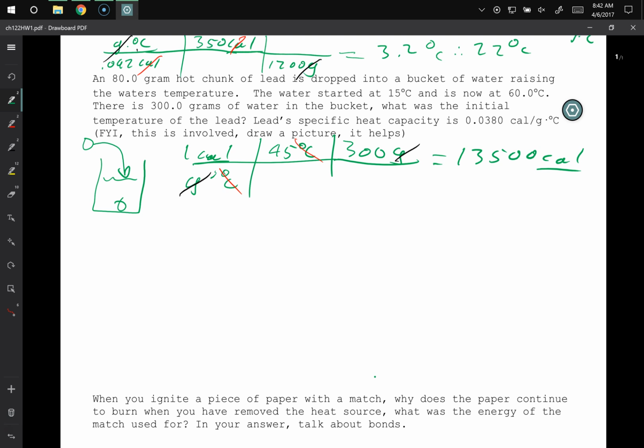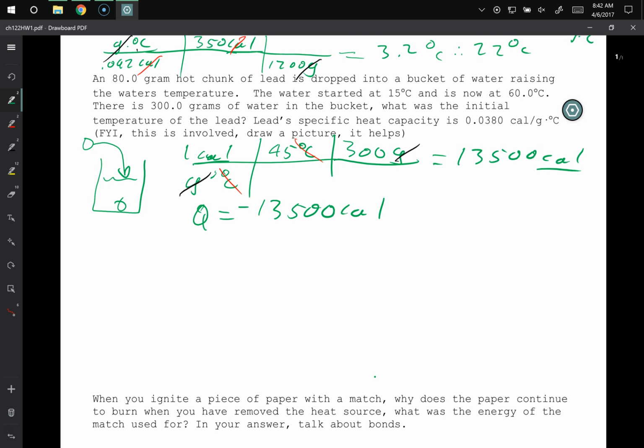Almost, but opposite. So it's a negative sign. It's the exact same magnitude, but the lead's Q needs to be negative 13,500 calories because it lost 13,500 calories. Okay, and so since I'm trying to find the lead's initial temperature, and I already know the lead's final temperature, what is it going to be? 60.